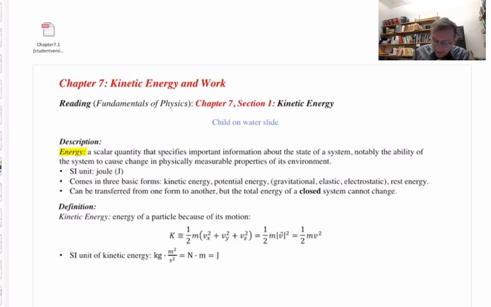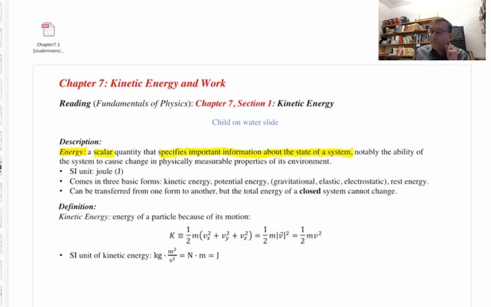So here's my description of what energy is in physics. First, here's a good thing. It's a scalar quantity. In physics, energy is a scalar quantity, i.e., not a vector. And whereas a vector quantity has a magnitude and a direction, a scalar is a quantity that has no direction and is just represented by a number. No direction to energy, no components. It's a scalar. That should make us happy, right? So energy is a scalar quantity that specifies important information about the state of a system.